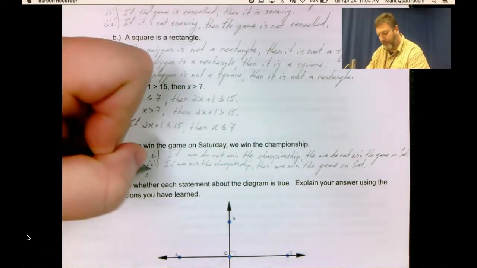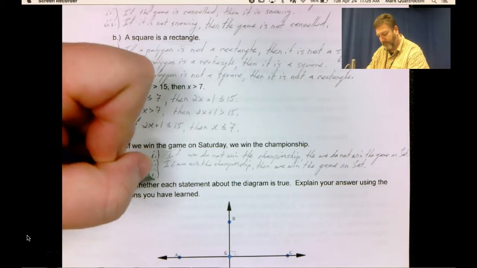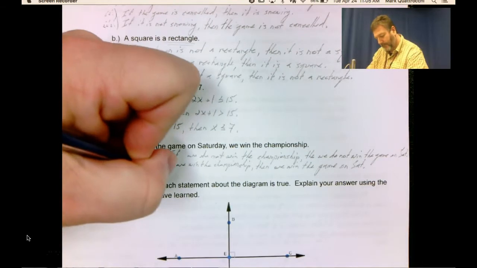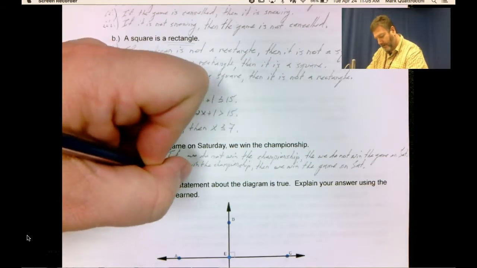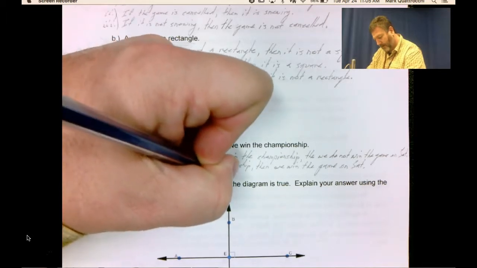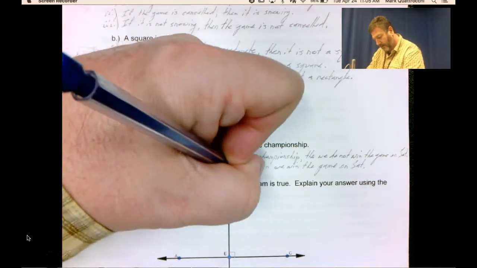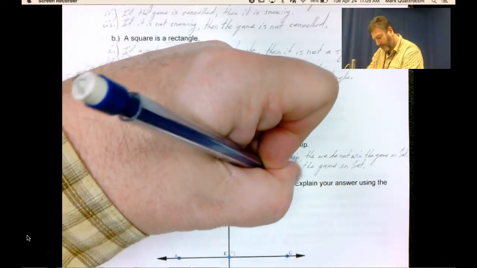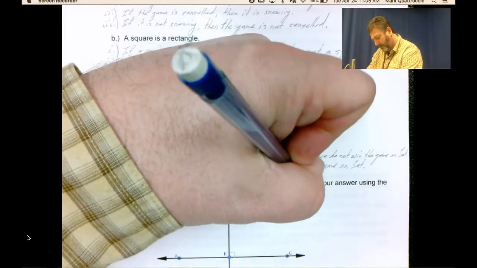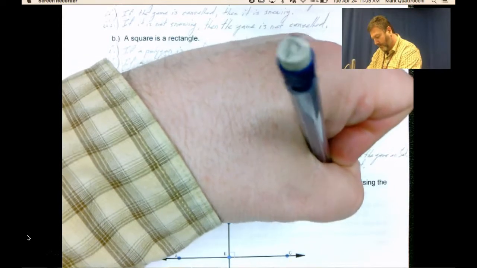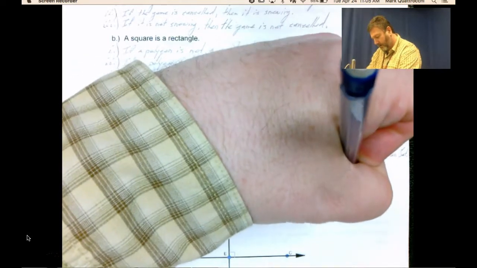Roman numeral 3, inverse. Don't switch them, just negate them. If we do not win the game on Saturday, then we do not win the championship.